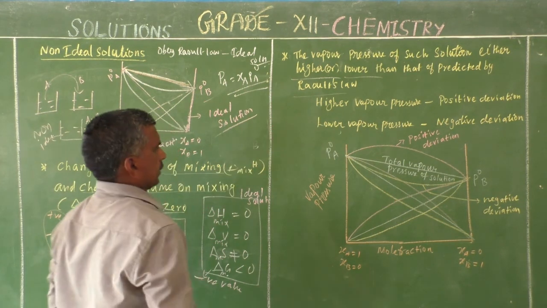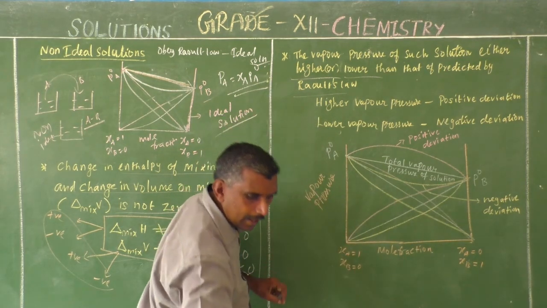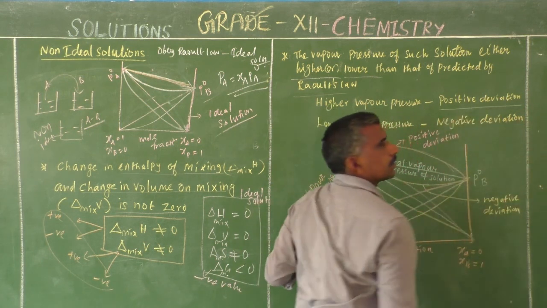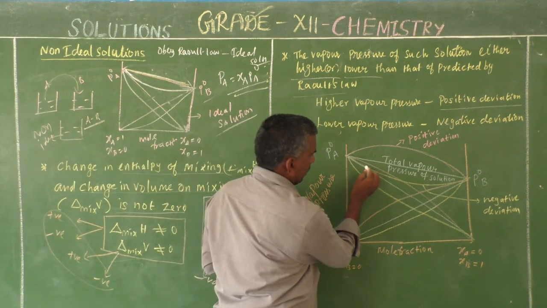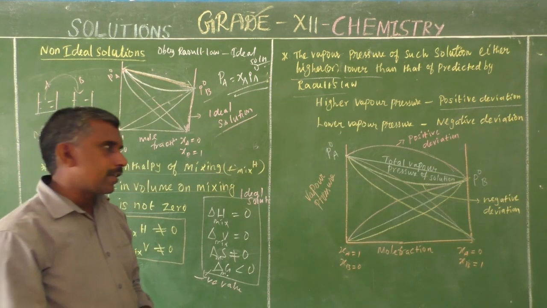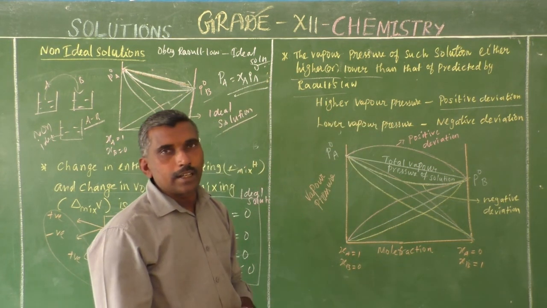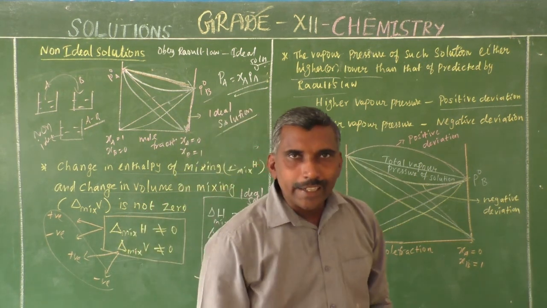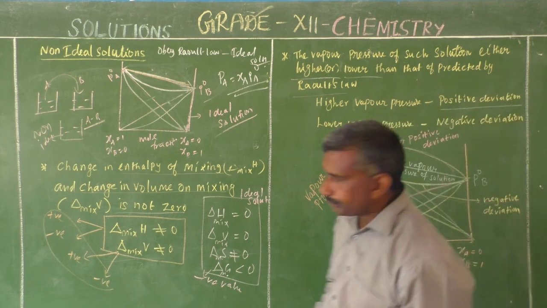Suppose higher vapor pressure, a higher total vapor pressure. This is a positive deviation. Now lower vapor pressure. This is known as negative deviation. So higher vapor pressure than Raoult's law is positive deviation, and lower vapor pressure is negative deviation. We will discuss positive deviation and negative deviation.